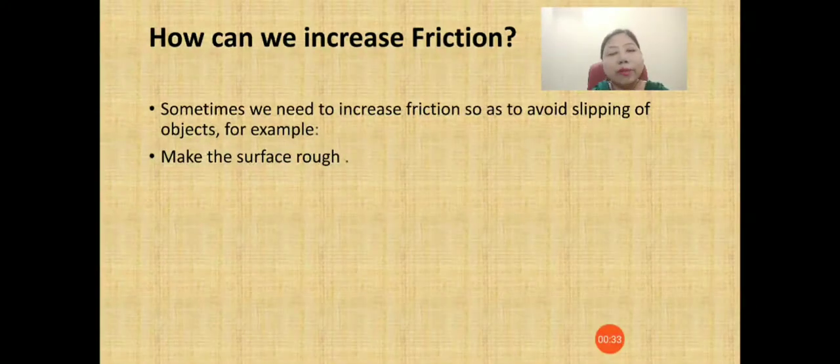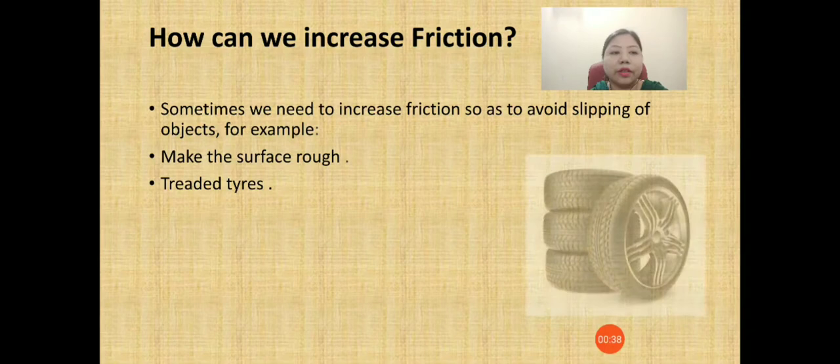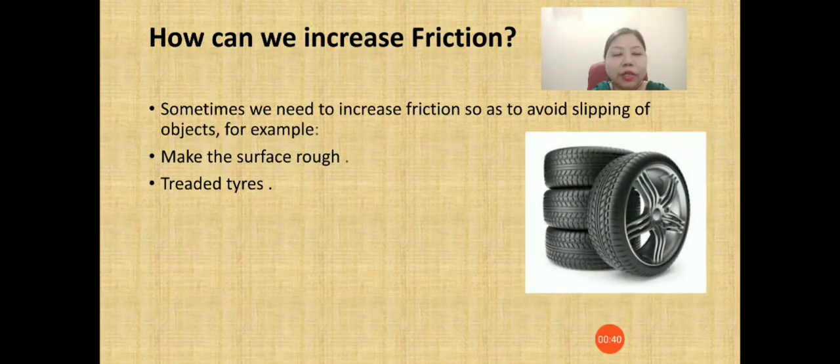Now, how can we make the surface rough? Let us take example of treaded tires. So, you can see some designs on the tires and we call those designs as treaded. So, why these treads are present in tire? It is present so that it increases the friction between the tire and the surface on which it is running and it has a better grip on the surface so that there is less chance of slipping and less chance of meeting with an accident.